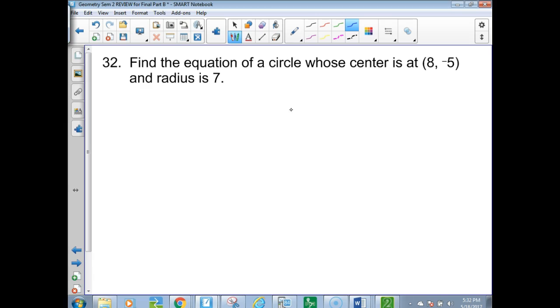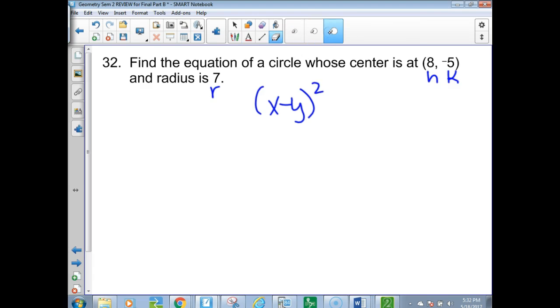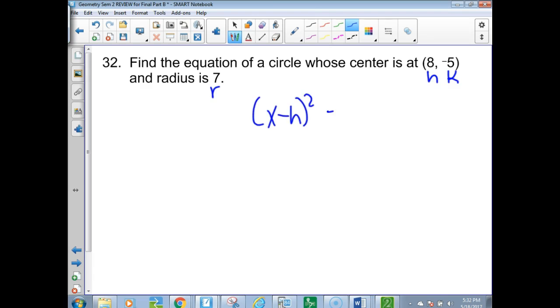And 32, find the equation of a circle whose center is at 8. That's your HK. HK is the center of the circle with a radius of 7. The format for the equation of the circle is x minus h quantity squared plus y minus k quantity squared, those are parentheses, equals r squared. And a lot of you have that down pretty well. We just have some trouble sometimes putting that radius in properly.